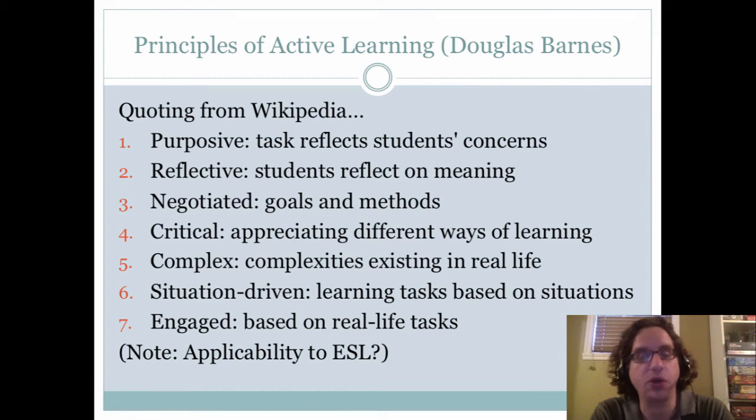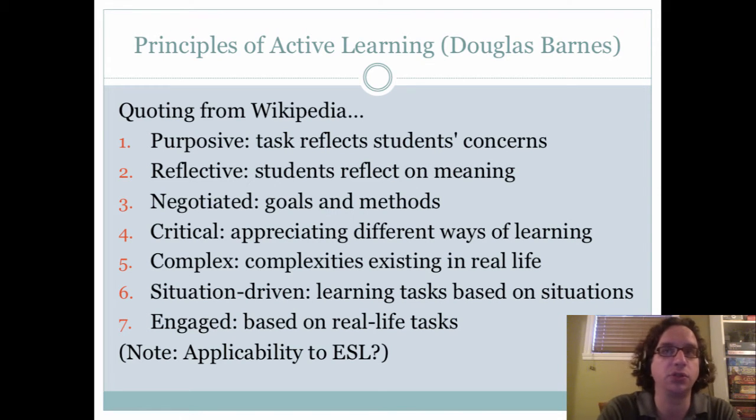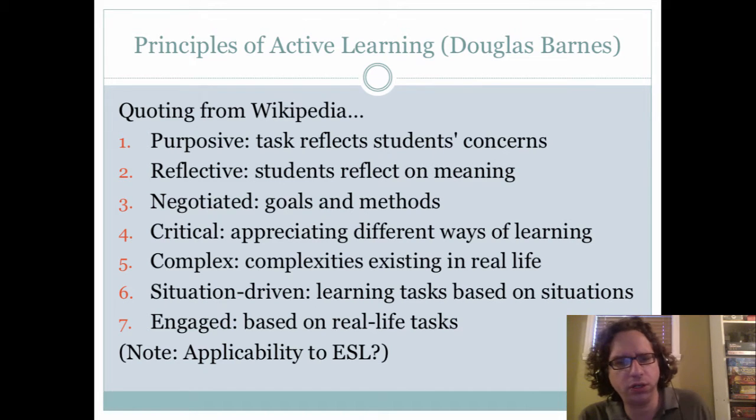Negotiated, the goals and methods. So how the student learns has to be negotiated. This means there has to be back and forth between the student and the teacher about the methods that are being used, or other students, like how do we learn this? What is the best way of doing this? And perhaps the way that they do it is different from the way that you expected them to do it. Critical, this is kind of the same thing, appreciating different ways of learning. So the student can think of different ways of learning it and can be critical about them and what he or she prefers.